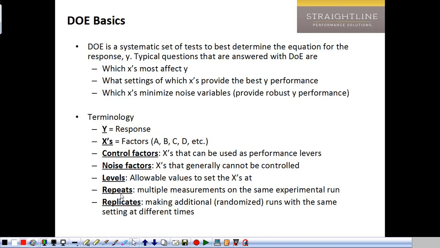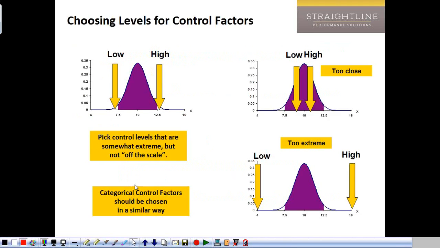Those are very close to each other and not enough of a distinction to really spend a lot of time on. Choosing the levels, again, we want to choose near extremes but not extreme extremes. So for example, in the upper left-hand picture, that's what you would want for a high and a low temperature of something. Not off the scale, but on the scale. You wouldn't want to pick them really close to each other, nor so extreme that it doesn't really represent reality.